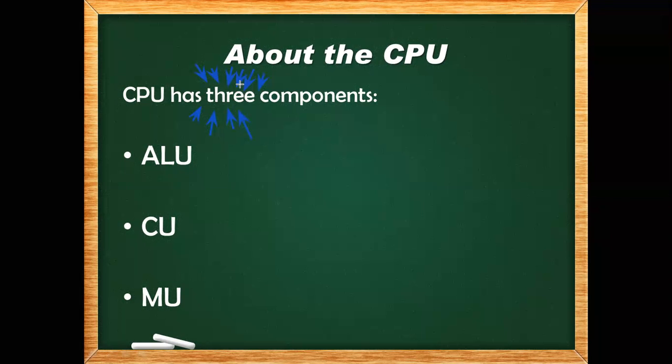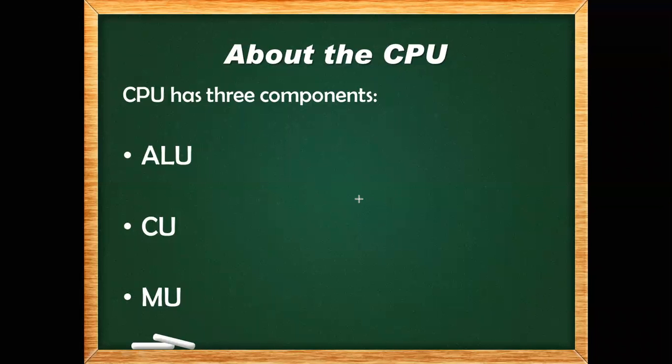How many components do we have? Yes, please, everyone will answer. CPU has three components. So what are those three components? Those three components are ALU, CU, and MU.